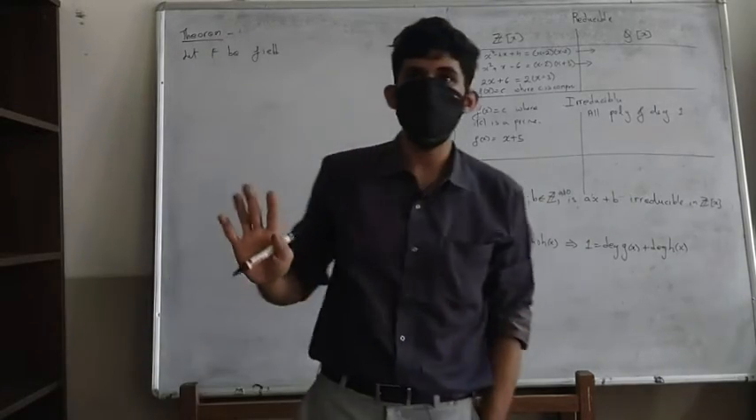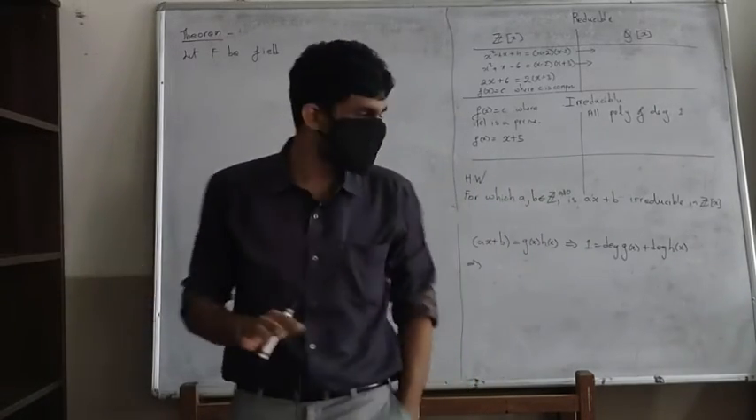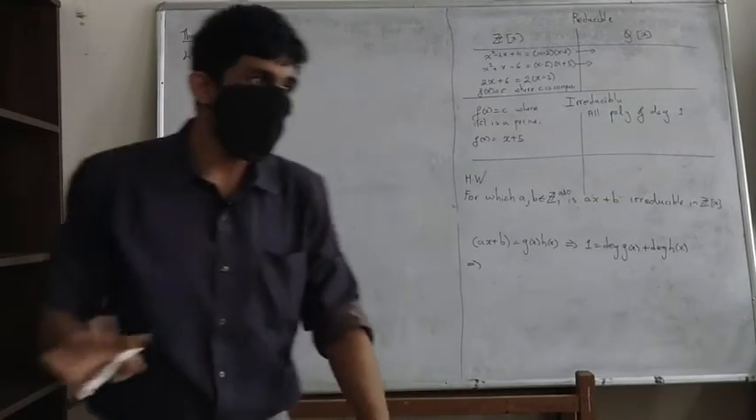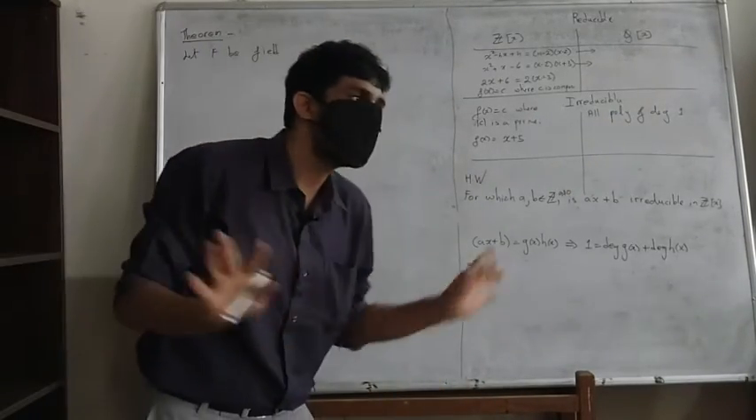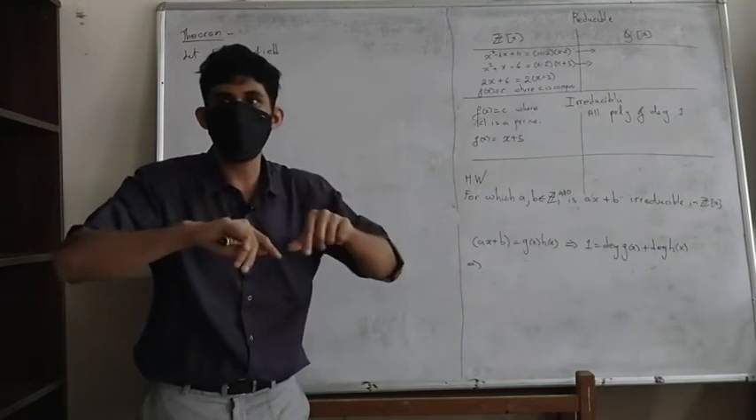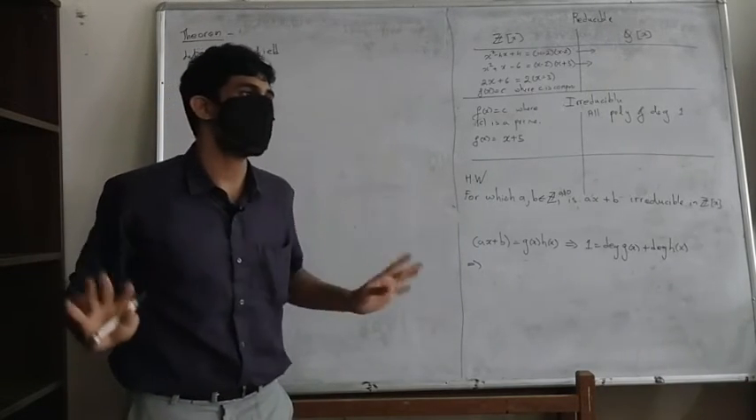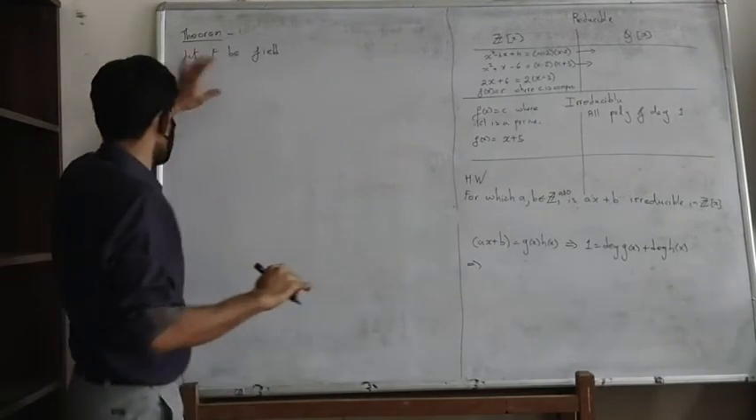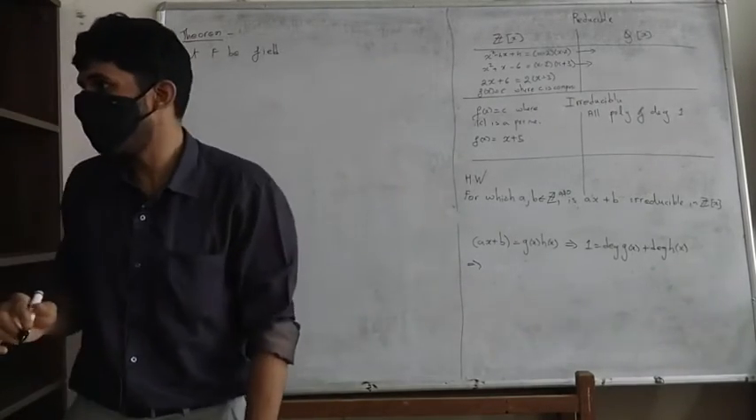By the way, in a field, all linear polynomials, just like how I argued in Qx, are going to be irreducible, right? Because if you attempt to break one down, one of the factors has to be of degree 0, which will make it a unit. Okay, so let F be a field.